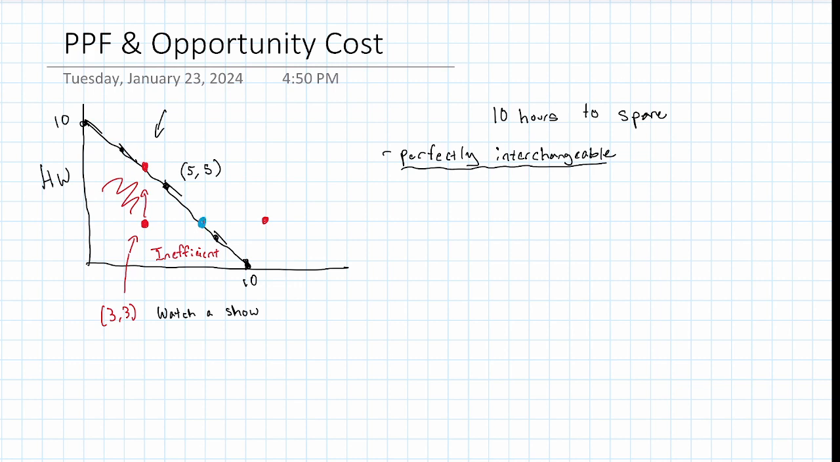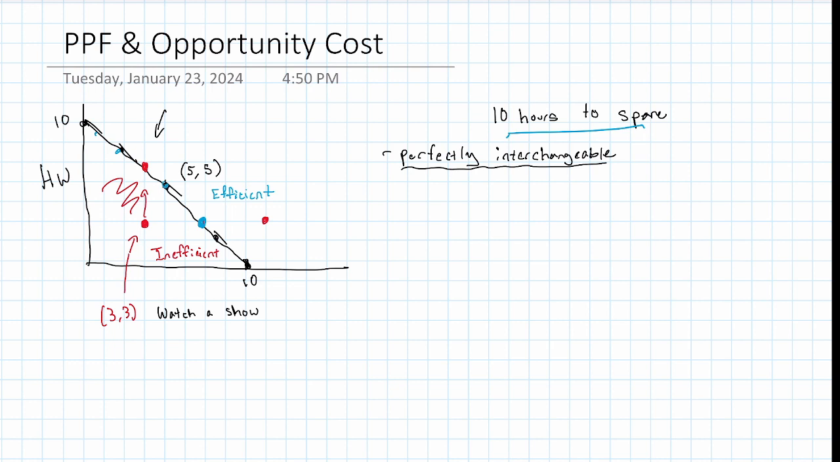Okay, now we're going to look at this point. We're going to label it blue now. So basically any point on the line is what we call efficient. That means we are maximizing all of our resources, all of our time, to use whatever we want. In this case, I'm spending all 10 hours that I have to spare to watch a show or do homework. Okay, and anything in between, if I wanted to move things around, which I could, it's still an efficient use of my time, but it has a trade-off. I can't increase the amount of homework without giving up time on the show.